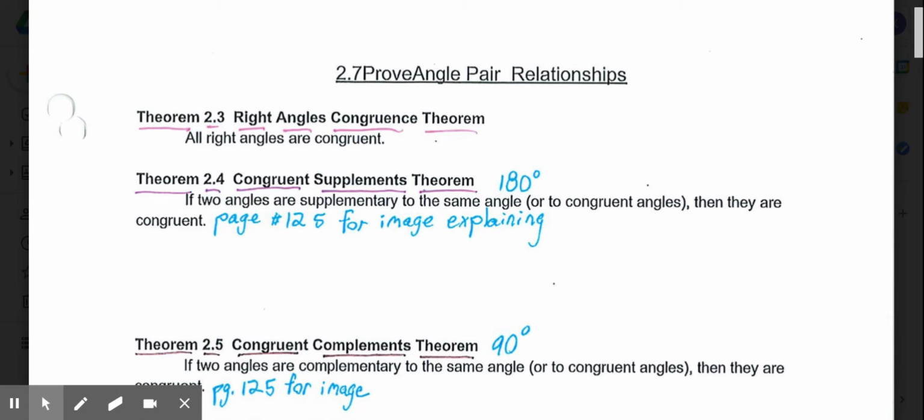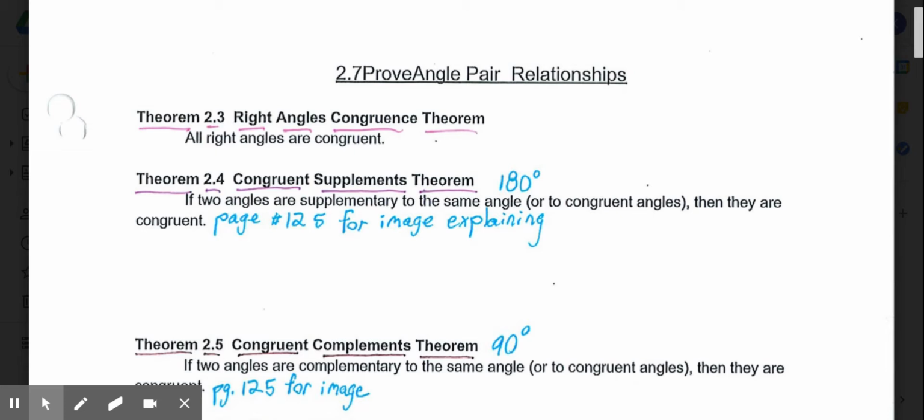So today's goal is obviously to be able to first identify the angle pairs and the different relationships, which we talked about last chapter, with things like vertical angles, adjacent angles, supplementary angles, and complementary angles. So we're now going to build off of that into the idea of proof of these relationships. So we're going to start off with a few new theorems.